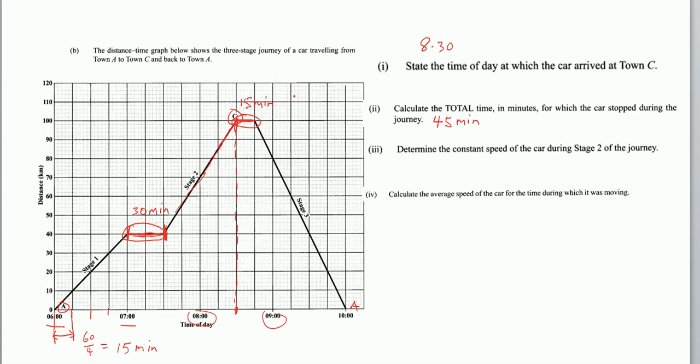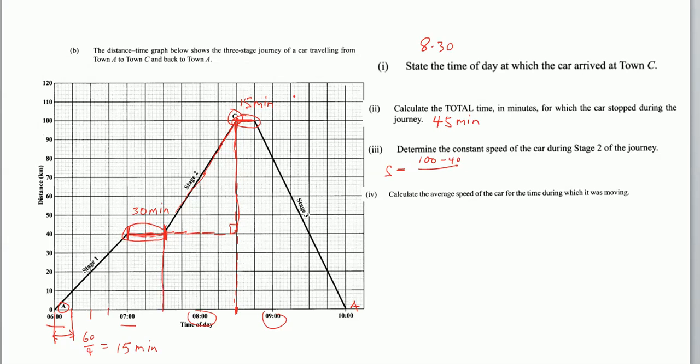Now to find the speed from a distance-time graph, we simply need to find the gradient in stage 2. All right, so speed here would be equal to, let me just draw this here. We need to find the slope of this line. So all we need is this distance here, which is represented by 100 minus 40, divided by the difference in time.